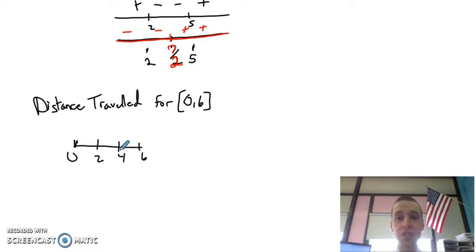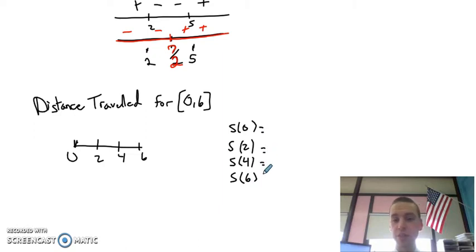The only way to do that is to find s of 0, s of 2, s of 4, and s of 6. So I'm going to do that right now. We would do that just by plugging in 0, 2, 4, and 6 into the equation.